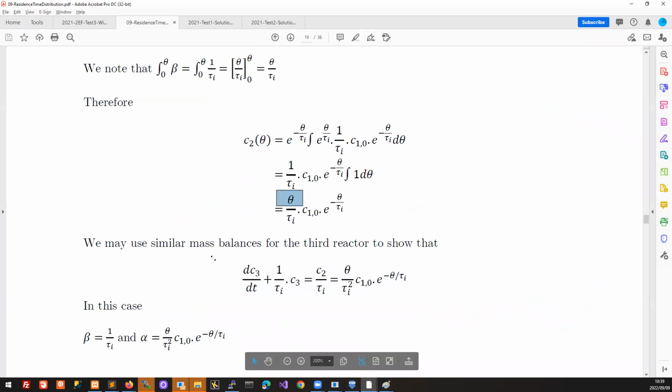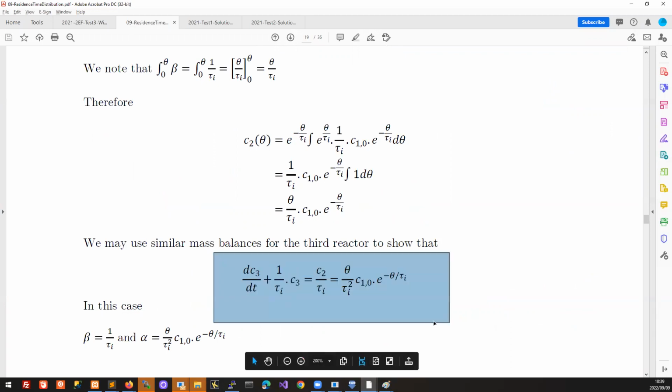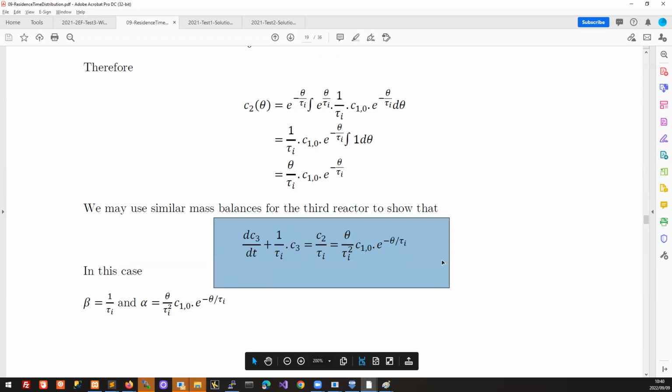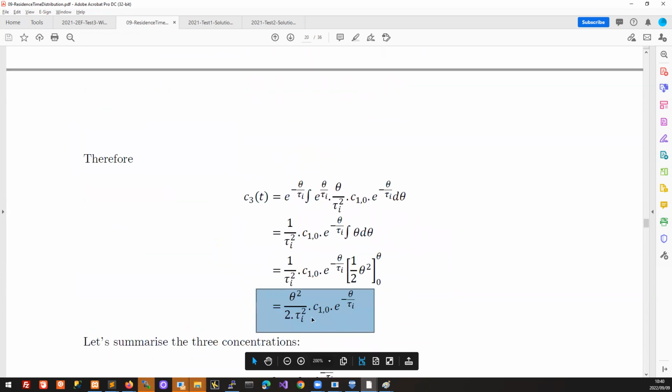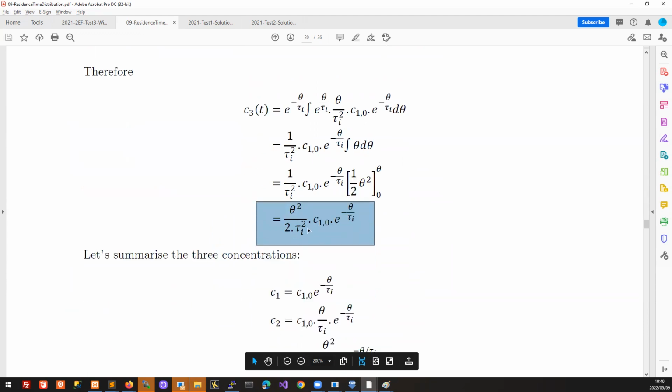And then you can repeat this process. So you can say for the third tank, we have the inlet flow being the exit from the second tank. So that's the contribution there. And then we also lose tracer in the exit stream from the third tank. So you can show that you get an equation of this form. And again, you can do this integrating factor method. So you can identify beta and alpha again, and then you get this solution. So now we have a theta squared, and we have a tau squared.